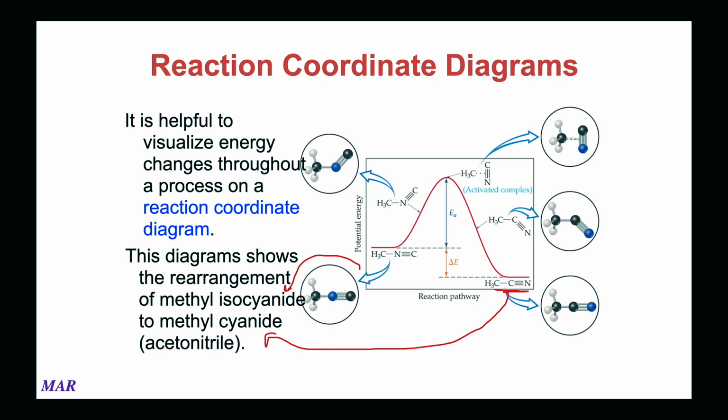Now, the red line right there is the mechanism that scientists have proposed for how methyl isocyanide goes to methyl cyanide. And notice that at first, there's a lot of energy. This is an energy axis, okay? And it takes a lot of energy to get up to some kind of what we're going to call activated complex or transition state. And once you get up there, then you actually get a lot of energy back down as you go back down to the product.